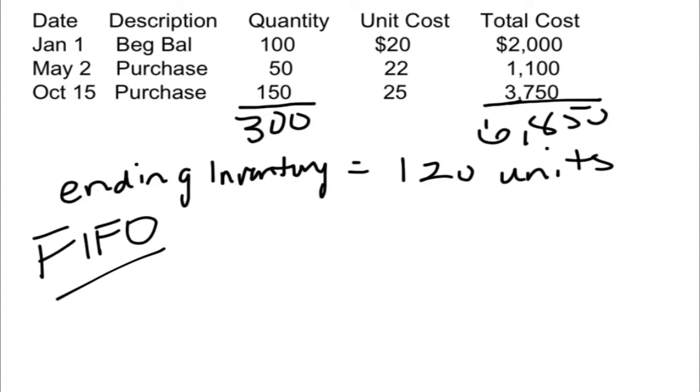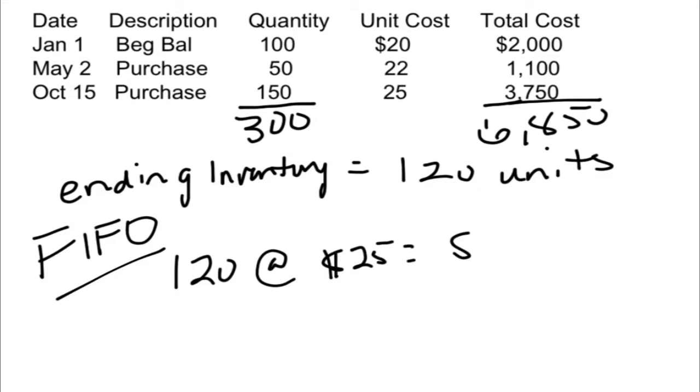Well, if that's the order we sell, what's left over? This 120 units. I want to know what it's made up of. Well, it would be the most recent purchases. So that 120 units under FIFO would have to be all out of that last level, that October 15th level. So all 120 units would be at a cost of $25 a piece. In other words, on the balance sheet, you should expect to see $3,000 in ending inventory.